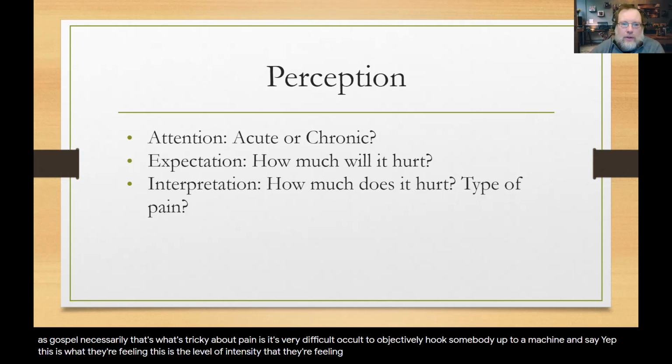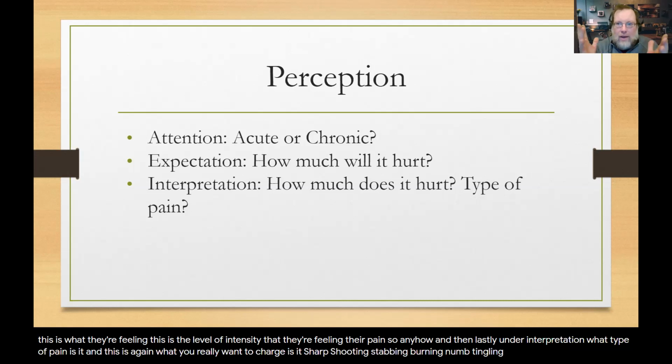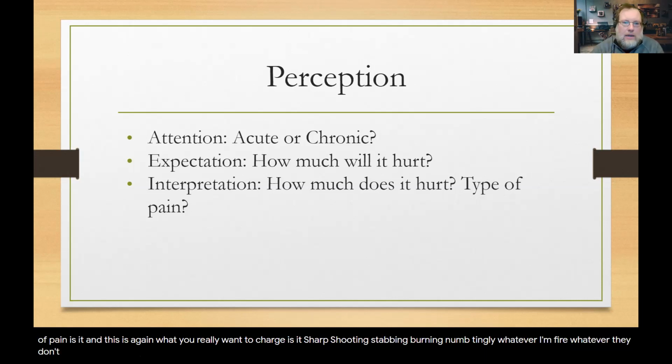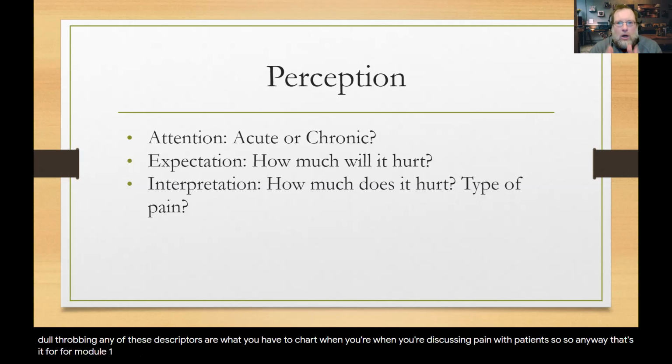And then lastly, under interpretation, what type of pain is it? This is, again, what you really want to chart. Is it sharp, shooting, stabbing, burning, numb, tingly, on fire, dull, throbbing? Any of these descriptors are what you have to chart when you're discussing pain with patients. So anyway, that's it for module 1, part 1.